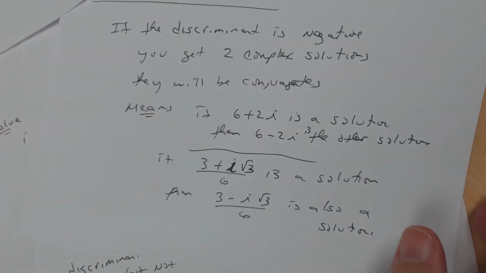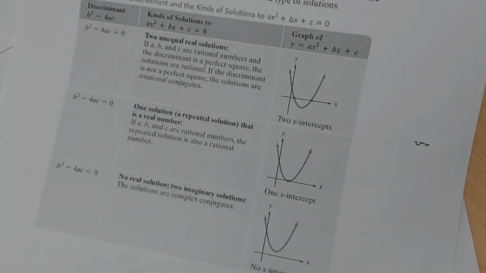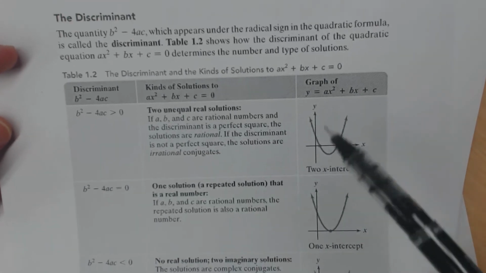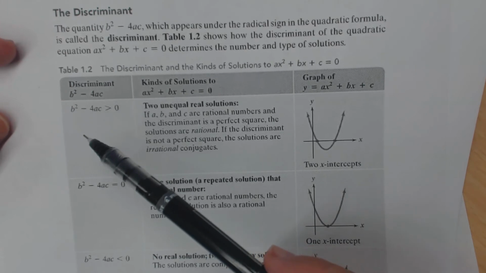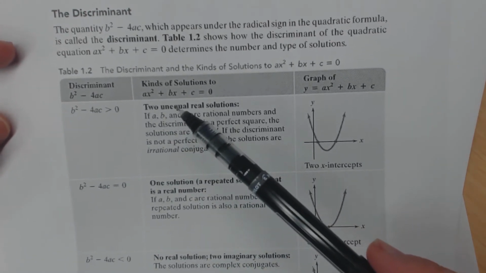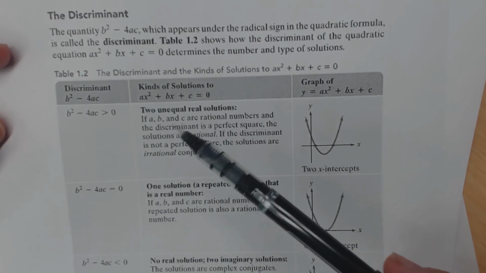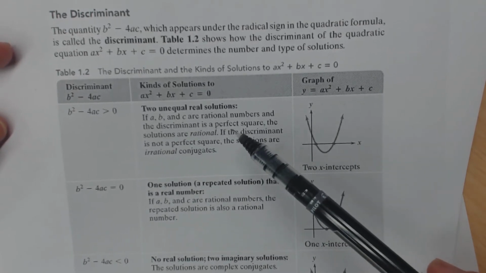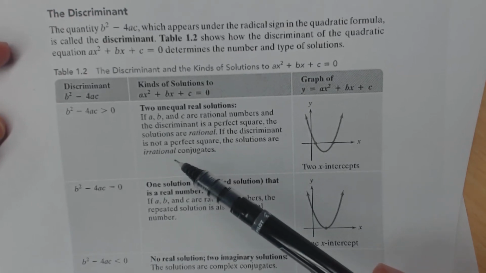All right. So as a review for this part, let's look at this handout. That's part of your notes from section 1.5. If the discriminant is positive, you're going to get two unequal solutions. They're going to be different. So if the discriminant is a perfect square, they're rational. If the discriminant is not a perfect square, they're irrational.